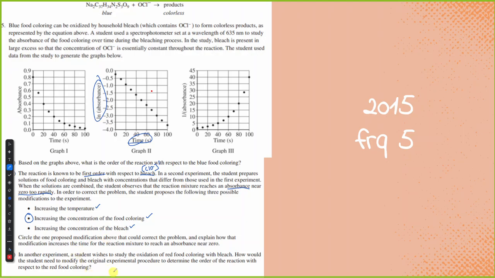And this one, I believe the scoring guidelines are attached to the slide, so you can look at their exact wording on that one. Another experiment: a student wishes to study the oxidation of red food coloring with bleach. How would the student need to modify the original experimental procedure to determine the order of the reaction with respect to the red food coloring?